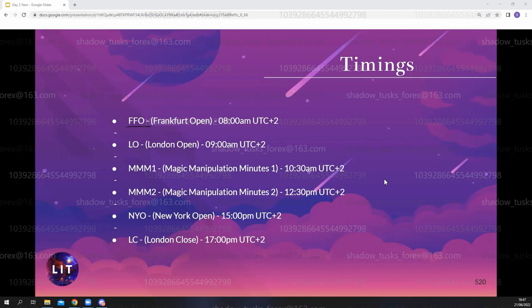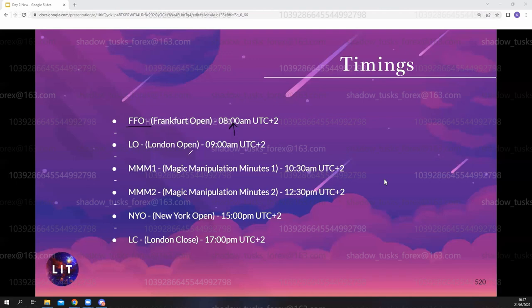So that would be 8 a.m., as you can see, Frankfurt Open, UTC +2. That is your first timing-based reaction of the day. Now, we're not including Asia in that sense. Asia is a timing session, but in our timing-based reactions, the lit way of doing things, Frankfurt Open is essentially our first ideal trade opportunity if presented.